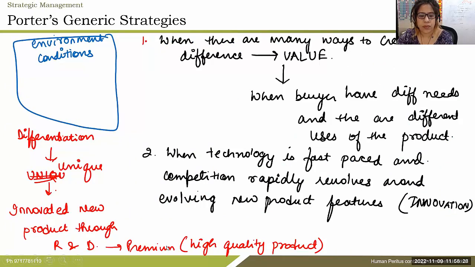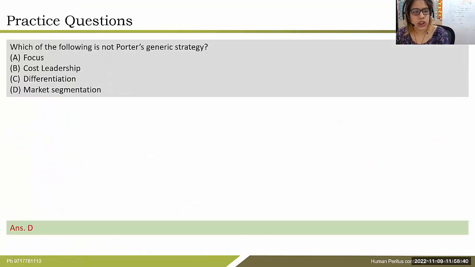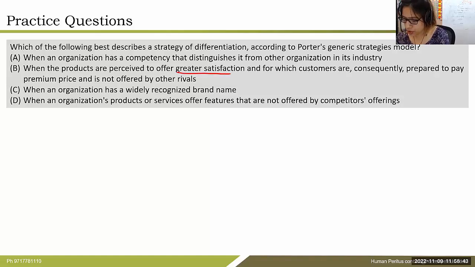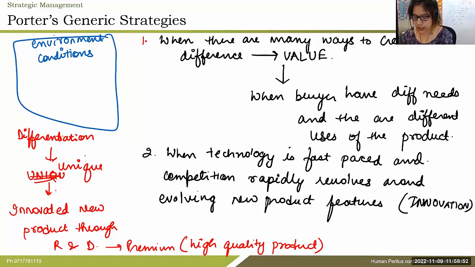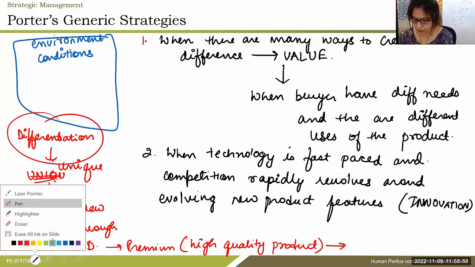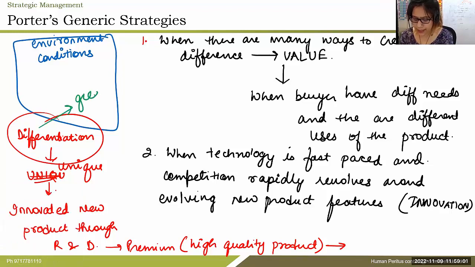Premium, high quality product for which the people are able to pay a heavy price also. So here it says greater satisfaction and premium price. So in these notes also add a differentiated or unique product. Add a product that can offer greater satisfaction and for which the customer can pay a premium price.